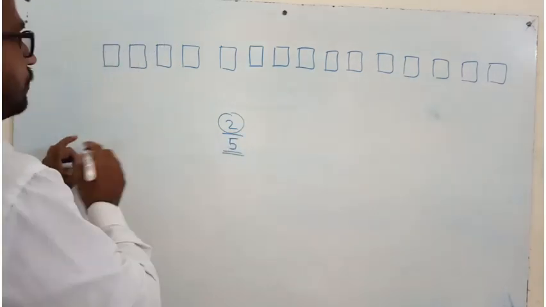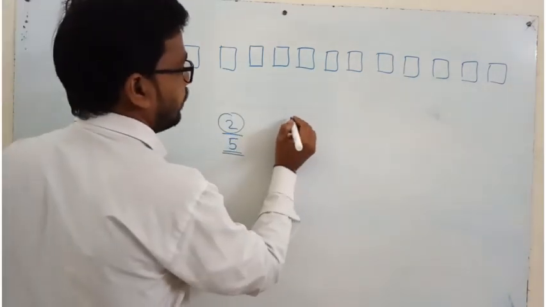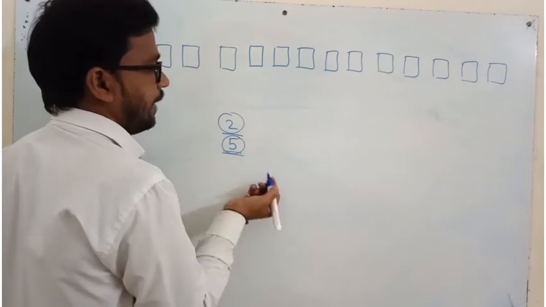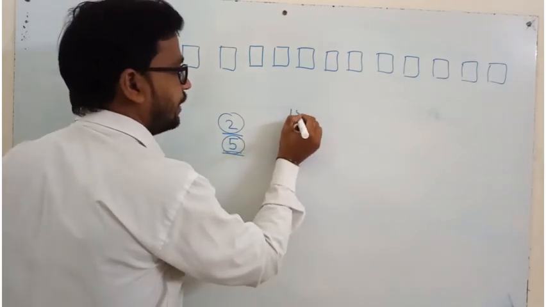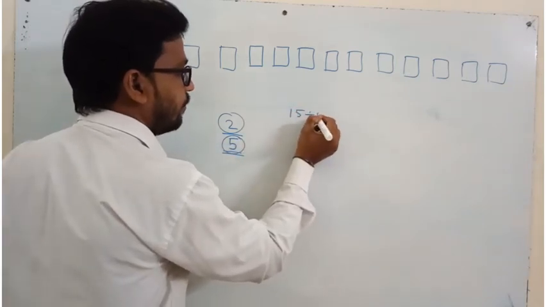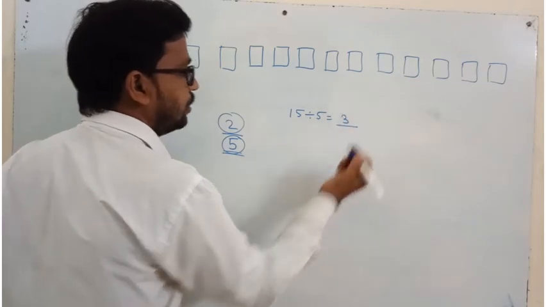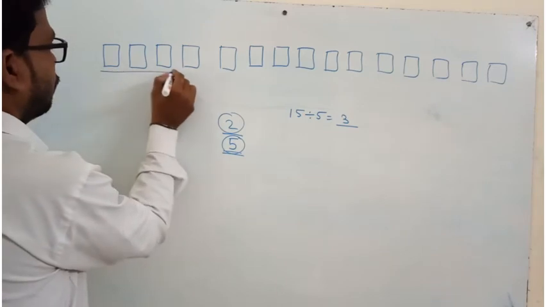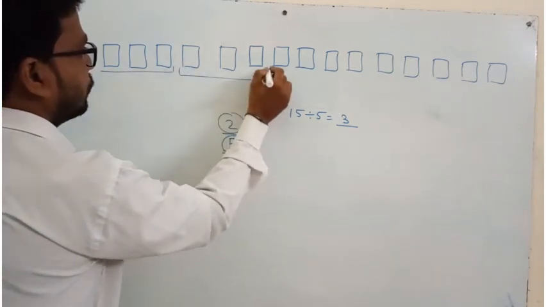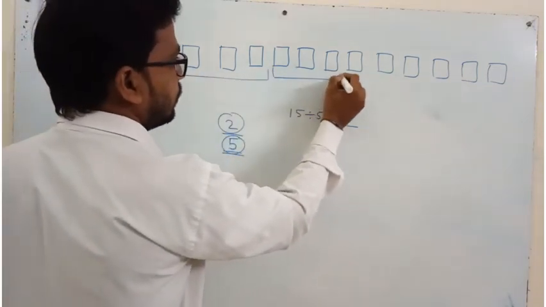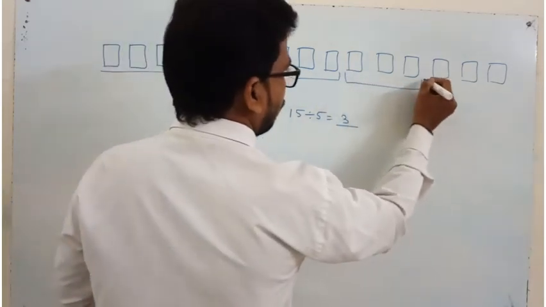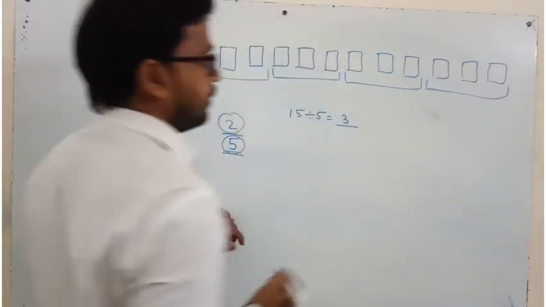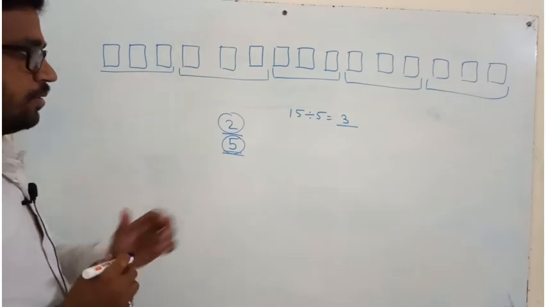Now what do we do? We make it into 5 groups. So 15 divided by 5 equals 3. It means one group is of 3 certificates. So it is 1, 2, 3, 4 and 5. Okay, got it?